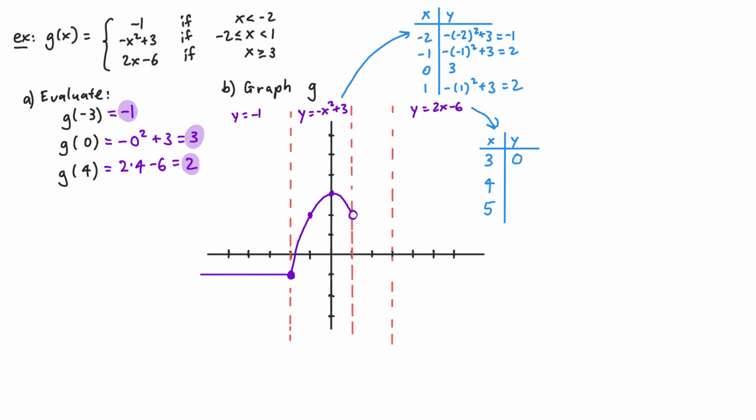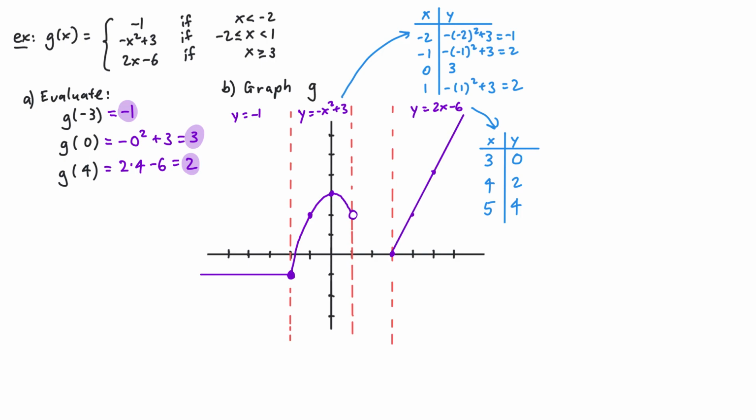For x equals 4, we've computed this previously. 2 times 4 minus 6 gave us 2. And then lastly, when we plug in x equals 5, 2 times 5 minus 6 gives us 10 minus 6, which is 4. Plotting these points here, we have (3, 0), (4, 2), and then (5, 4). Let's now connect these points with a straight line.